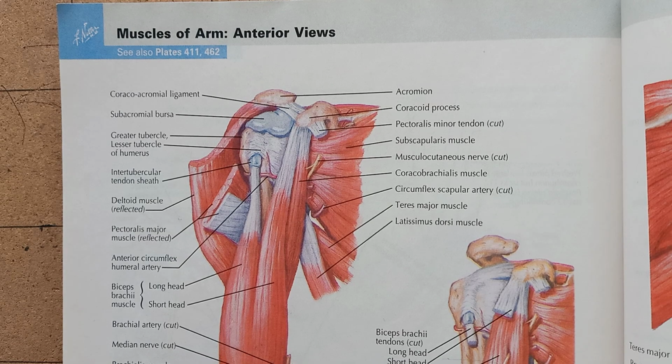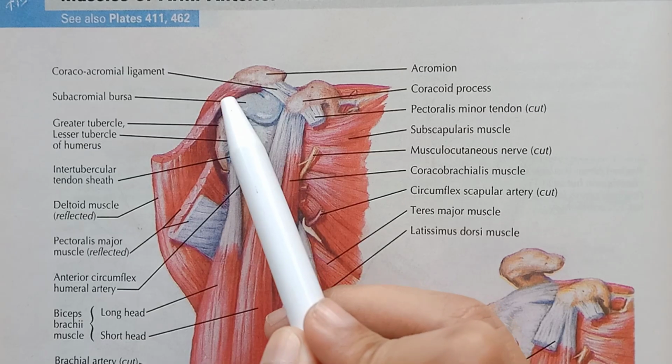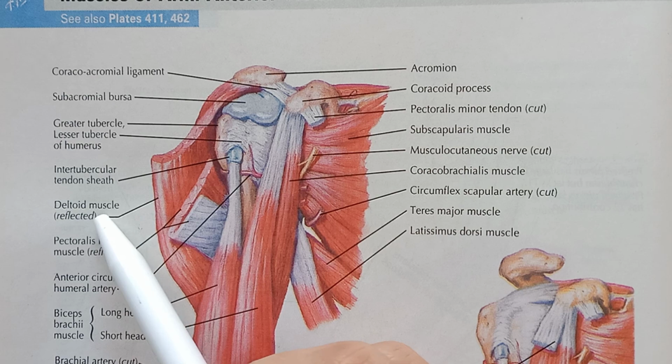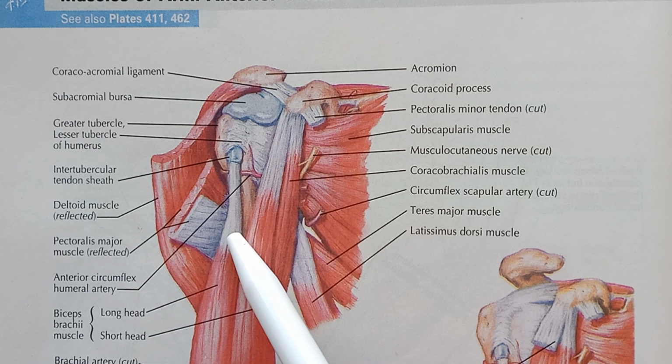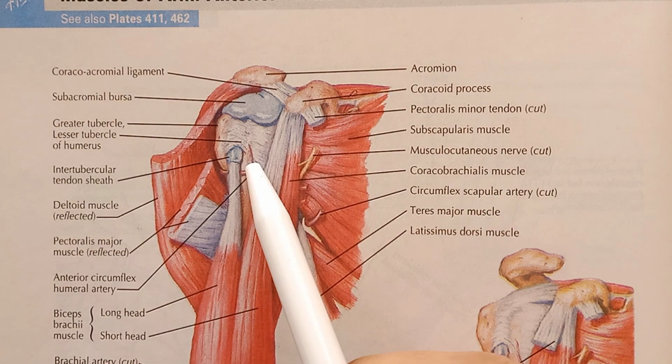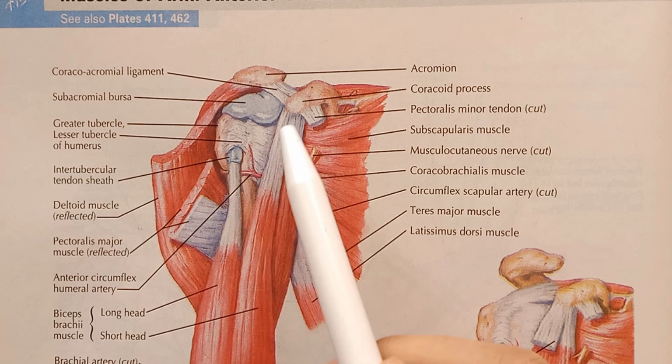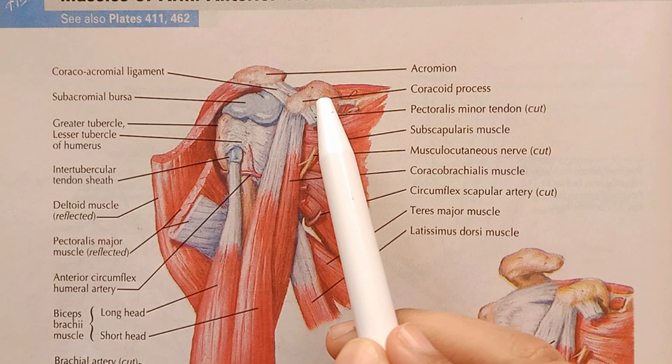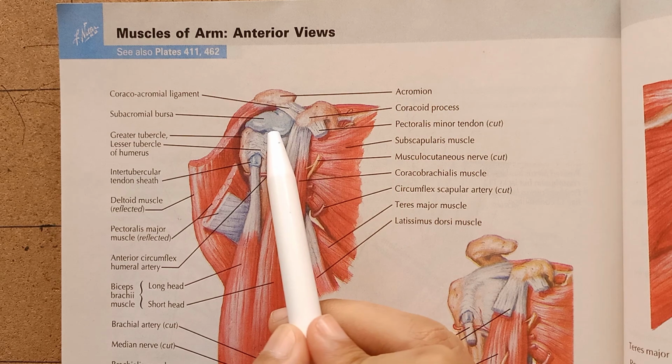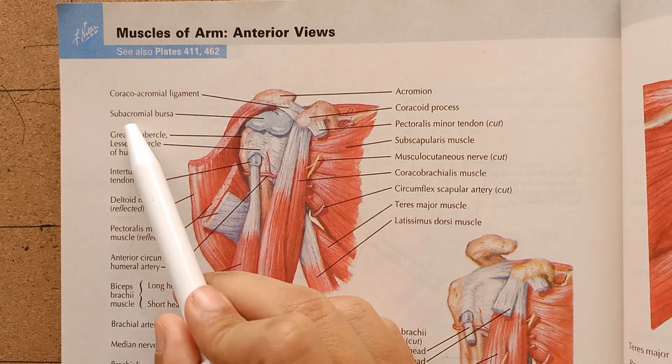We are going to explore the structures that lie under the deltoid muscle. When we retract the deltoid, we find a lot of structures. One of them is bones. There is the upper end of the humerus and the coracoid process of the scapula that lie under the deltoid. Then there are all the bursae of the shoulder joint, including the subacromial bursa.